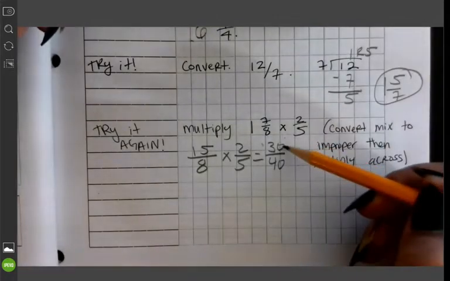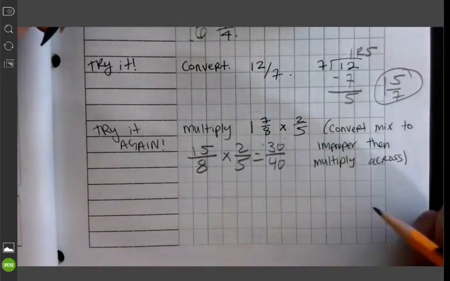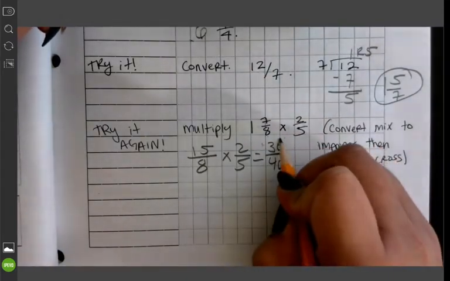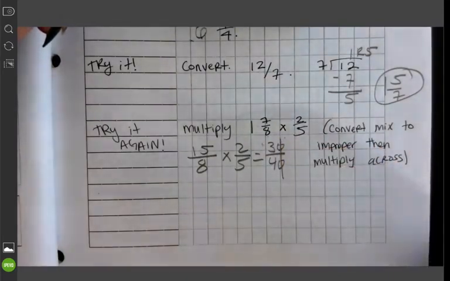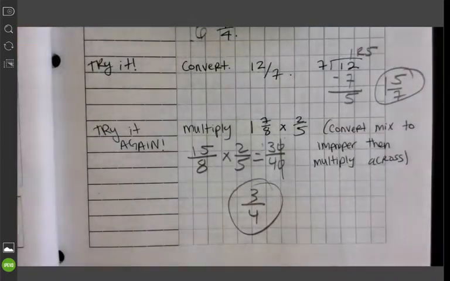Fun fact, if they both end in 0, that means you can divide by 10. And when you divide by 10, the zeros go away. So what you have is actually 3/4. Okay. That's all I have for notes.